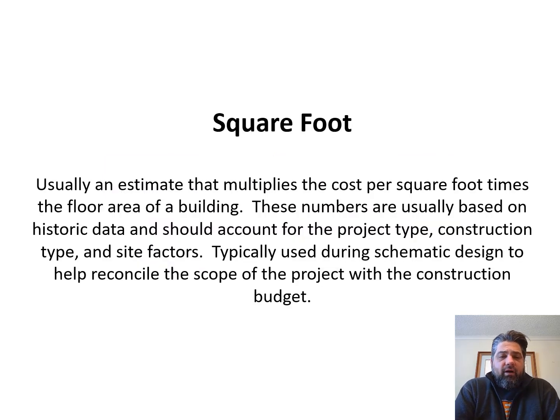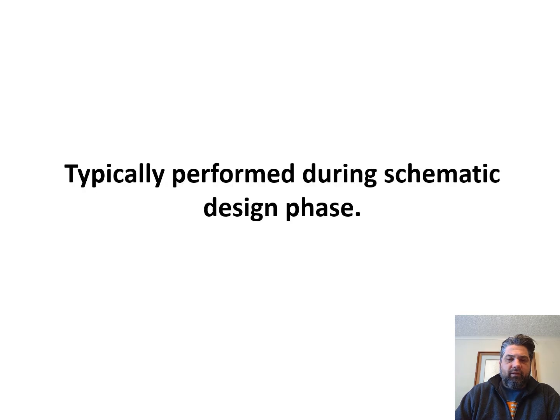Another type of unit cost estimate is the square foot. This is usually an estimate that multiplies the cost per square foot times the floor area of the building. These are typically based on historic data and should account for the project type, construction type, and site factors. Typically you do this early on in the project, in schematic design, maybe design.